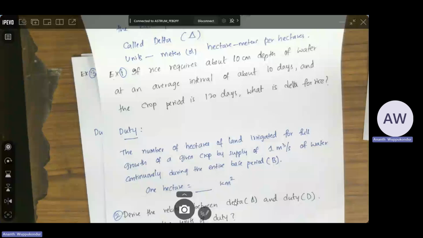So where is the highest rainfall in India? And where is the least rainfall? I'm not sure of the numbers, but if you use the same crop in two different regions, again the water requirement is going to be different.